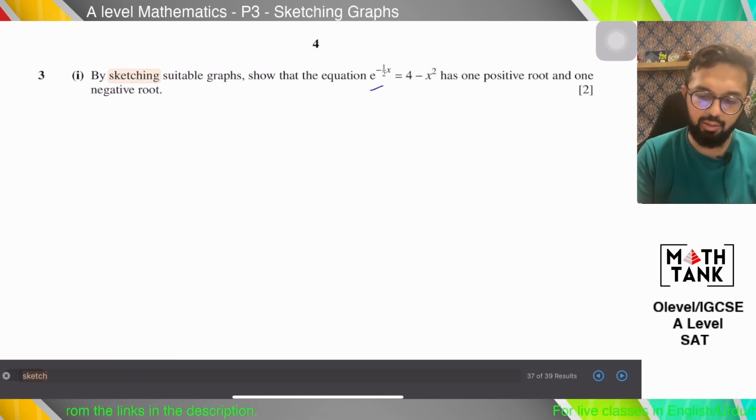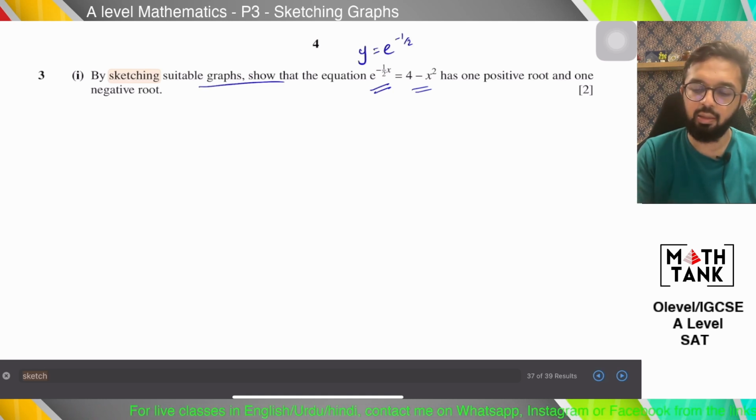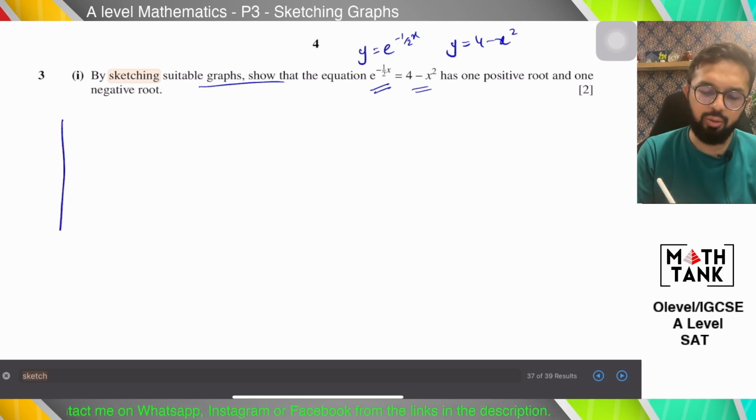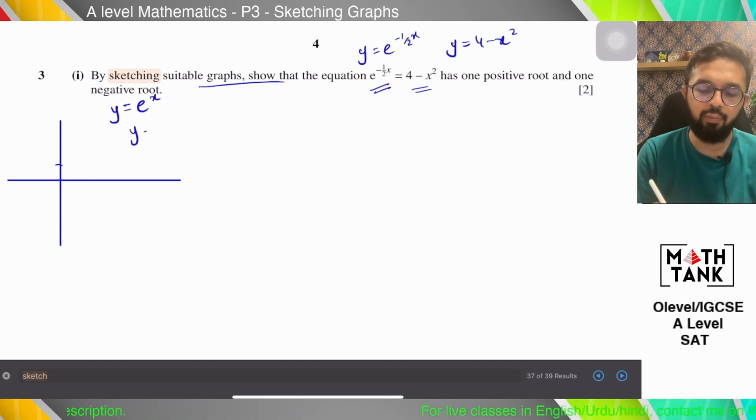So this is a typical graph, e power minus half x and 4 minus x squared. It says, by sketching a suitable graph, e power minus half x and y equals 4 minus x squared. You should know what the graph of e power x looks like. If I was drawing simply e power x, I would have a y-intercept at 1, since e power 0 is 1.